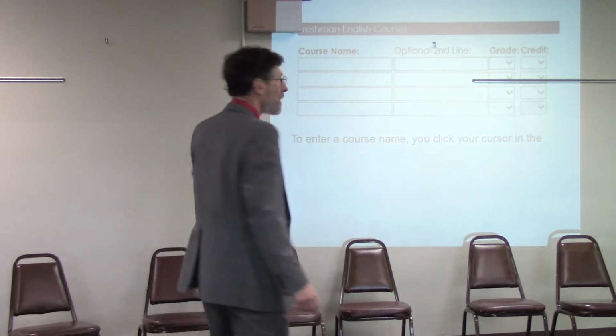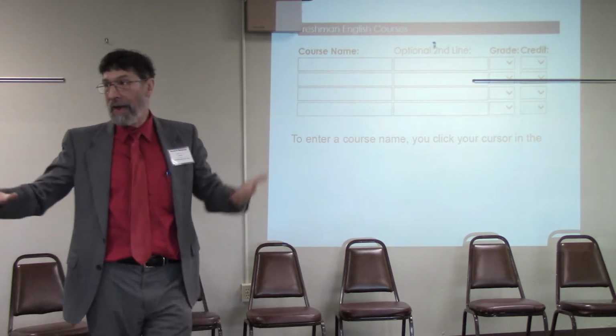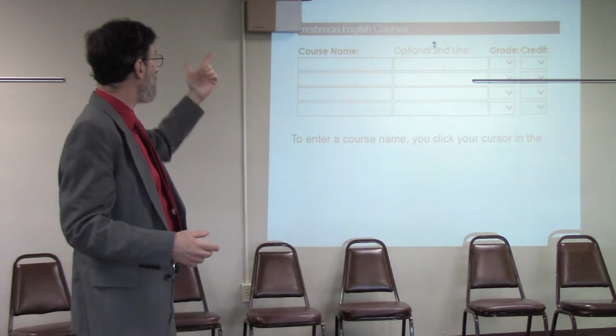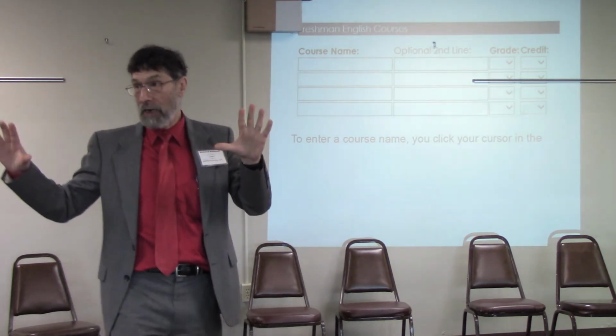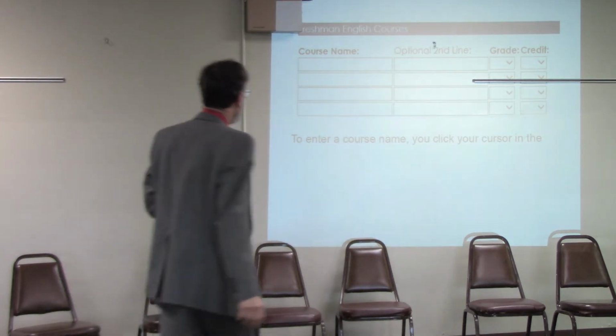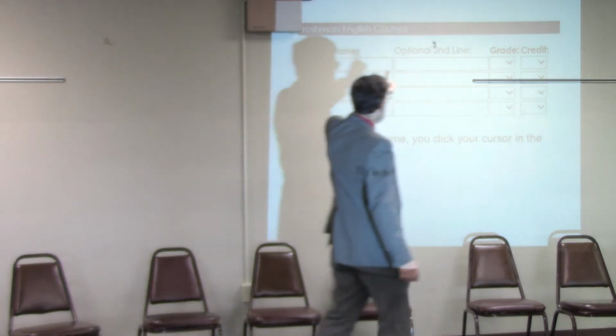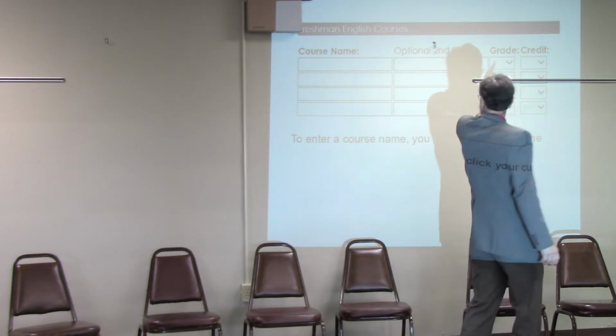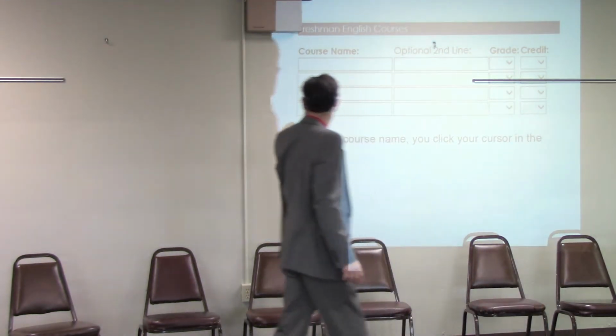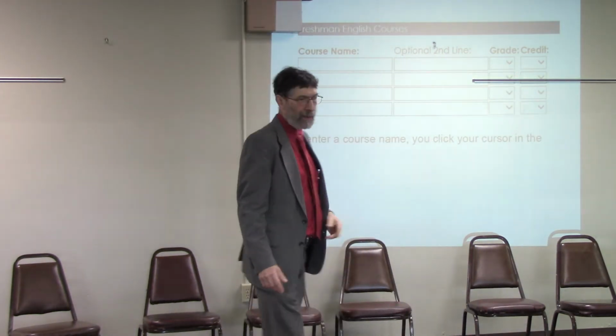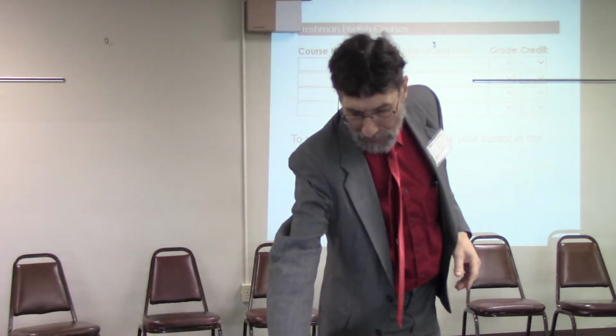Now, this is continuing the TurboTax interview, freshman year English courses. We're doing all freshman year. This is what you see: course name, optional second line, grade, and credit. To enter a course name, you click anywhere. It explains it, but I'll show you.